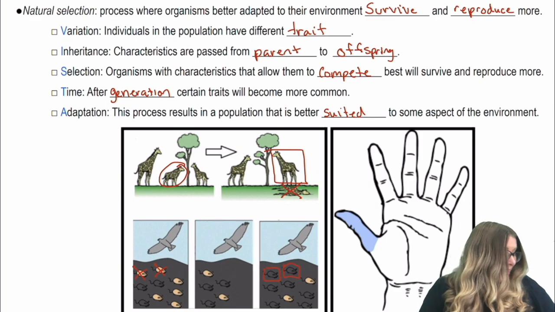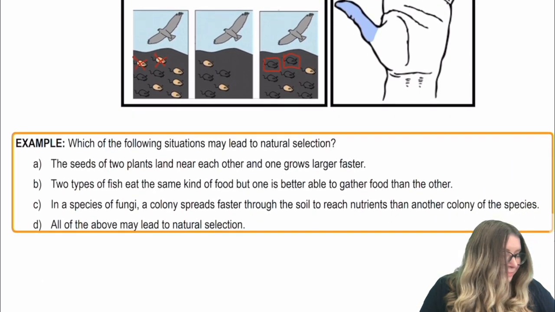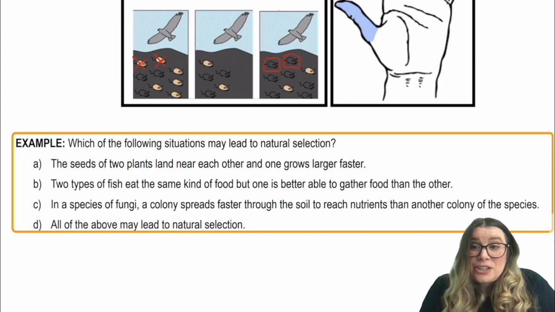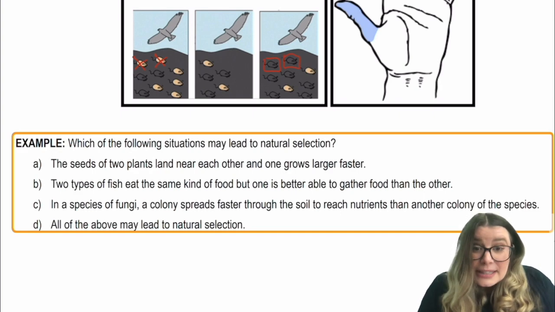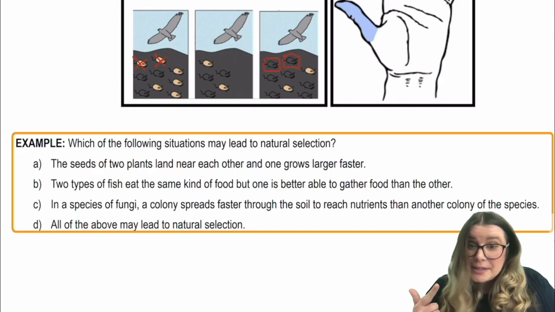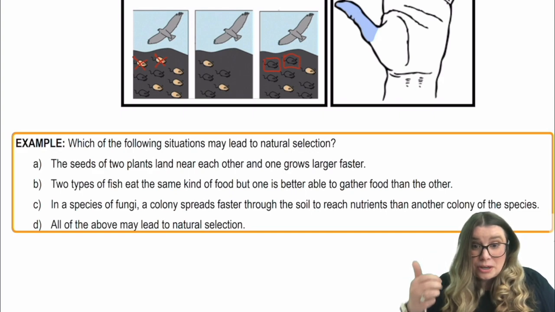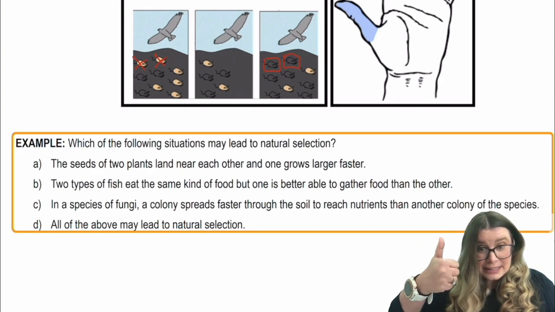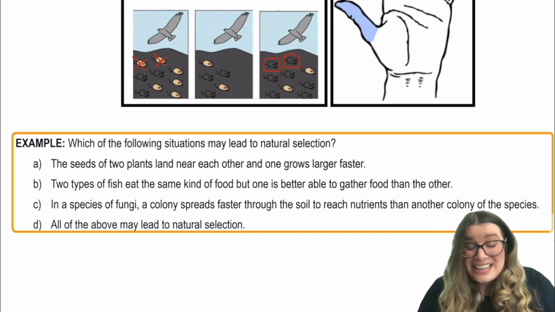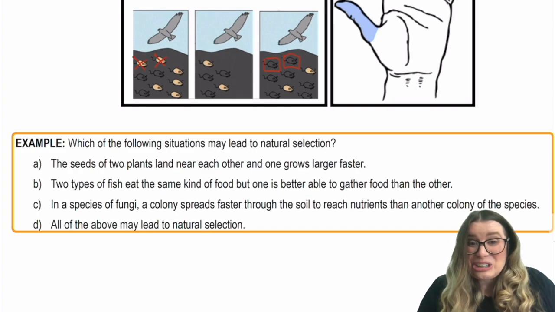Now let's do an example problem. This example problem says, which of the following situations may lead to natural selection? So let's remember that VISTA. We need to have variation. We need to have those traits be inherited. There needs to be selection going on where the environment is selecting things and saying that other things are dying off. We need time to be able to go by, and we're going to have an adaptation occur.